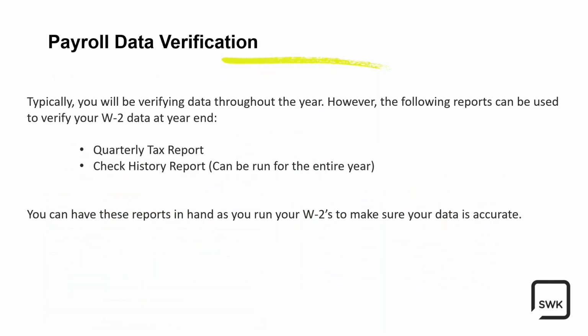Payroll data verification, slightly different because I feel most people are verifying that payroll data all year long, and you know it's accurate. Every payroll that you process goes into that payroll data, whereas in accounts payable, when you print something, when you print an invoice, you could potentially not set it as a 1099 invoice. So there is a more risk of user error in accounts payable. But you can use the quarterly tax report, which is in the payroll reports menu, as well as the check history report. You can run that for the entire year to see what you should expect to see when you run your W-2s.